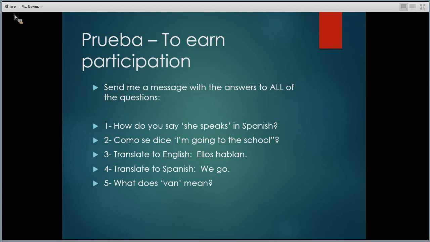Number 1, how do you say she speaks in Spanish? Number 2, ¿cómo se dice I'm going to school? Number 3, translate to English, ellos hablan. Number 4, translate to Spanish, we go. Number 5, what does van mean?